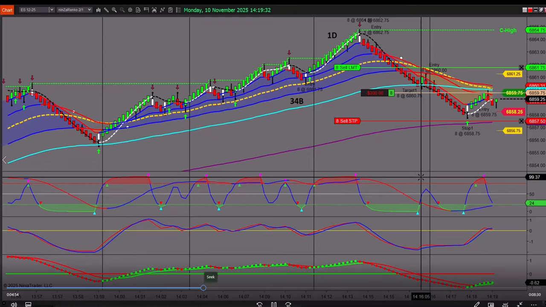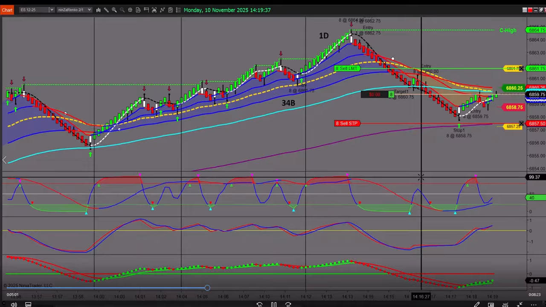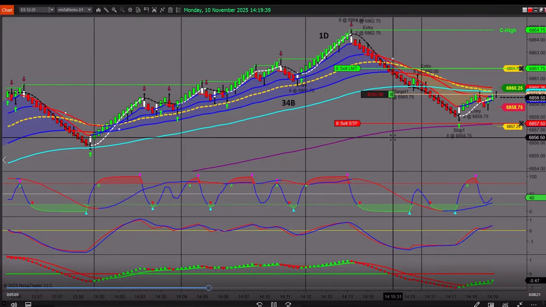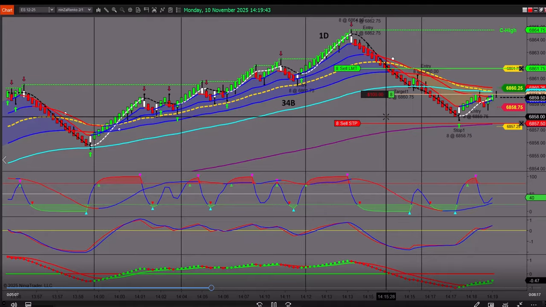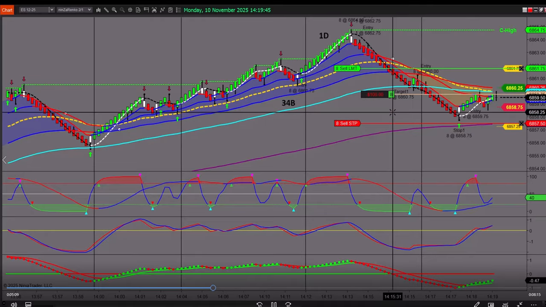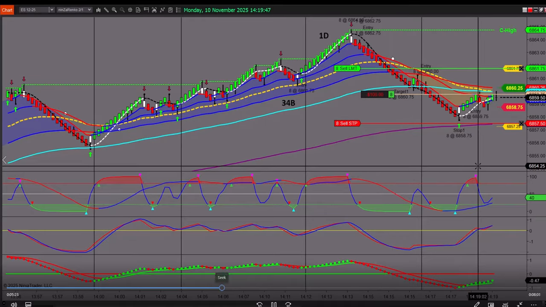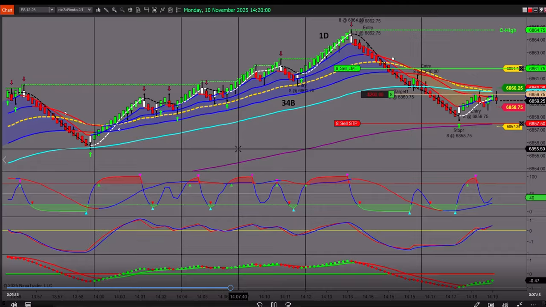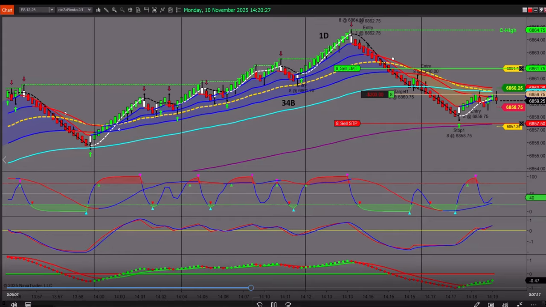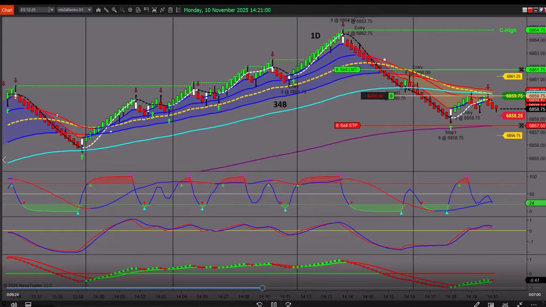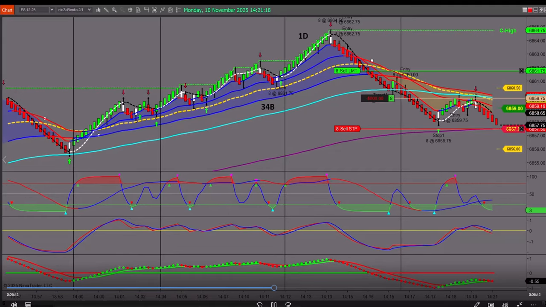I don't stop and reverse, get out of that and reverse, because sometimes when you do that, it can come down and then go back in the original trade direction. So a stop out is a stop out, and I'll then look for a new setup. Let me go along here a little bit, and we'll see in a moment we're coming down, and I'm about to get stopped on this trade down here.